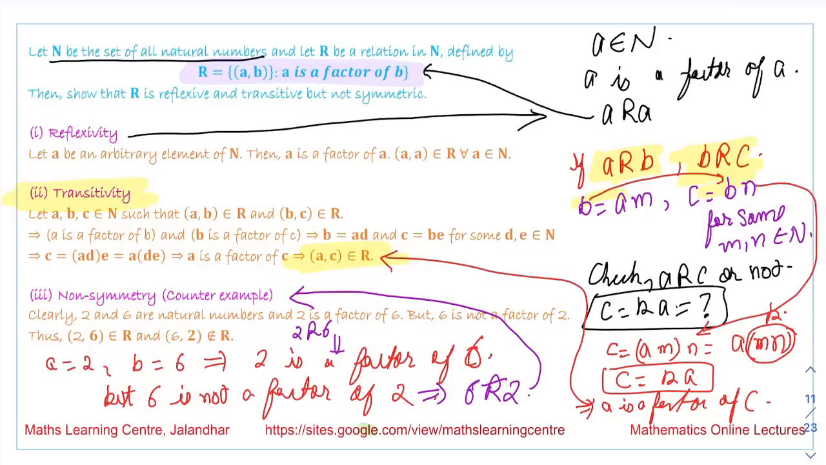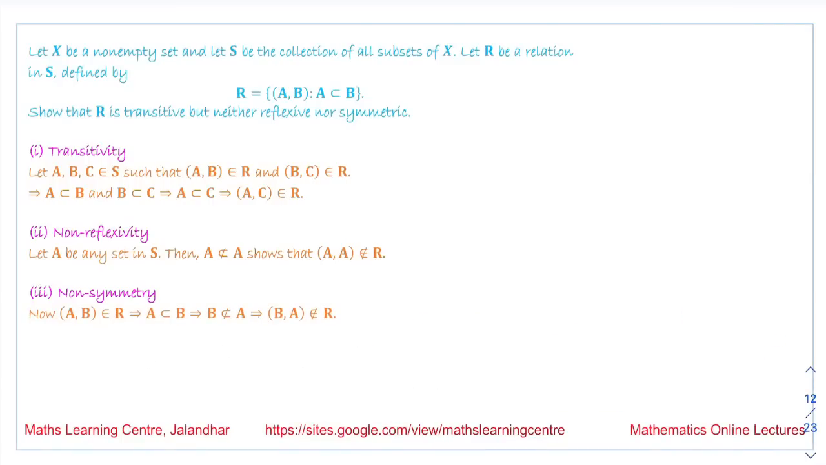Next, let X be a non-empty set and let S be the collection of all subsets of X. We are saying X is any non-empty set and S is the collection of all subsets of X. That is, S is the power set of the set X. R is the relation defined by A and B are related if A is a subset of B. We have to prove that this relation is transitive but neither reflexive nor symmetric.